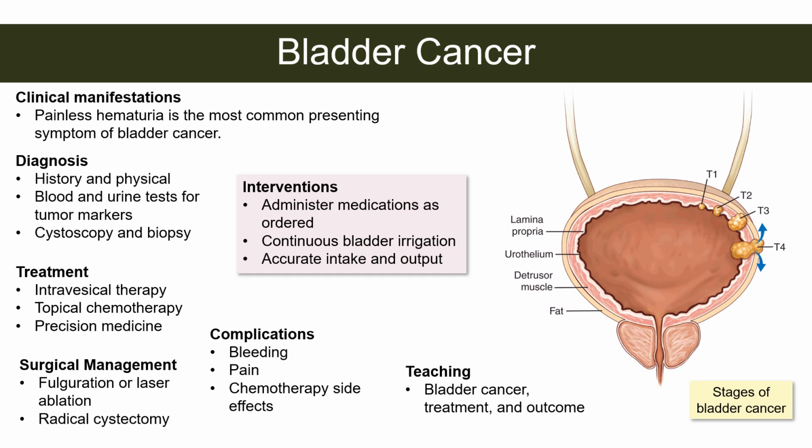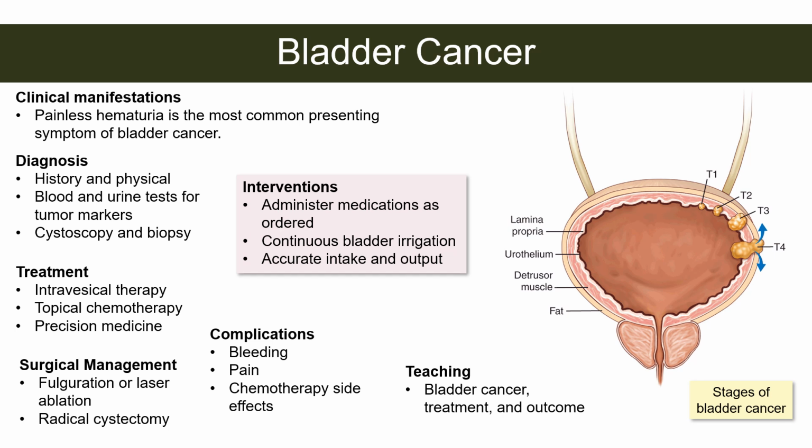Signs and symptoms of bladder cancer. Painless hematuria is the most common presenting symptom of bladder cancer. Again, if a patient sees blood in their urine, they should report it. It can mean many different things. It could also mean bladder cancer, and as we just talked about, it could also mean a kidney stone. So it's very important that patients come and report things like this early so they have a better chance of having a positive outcome with treatment.